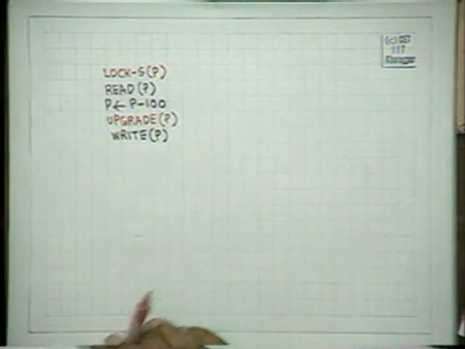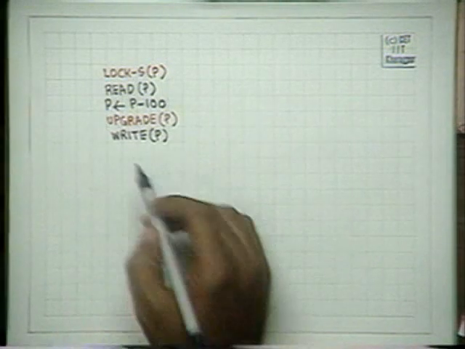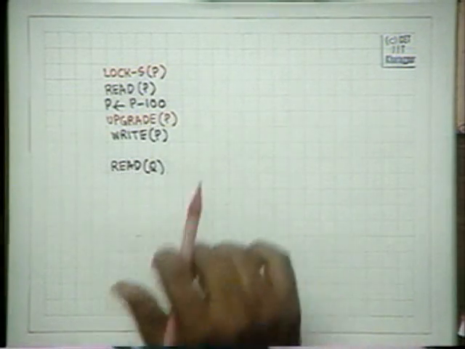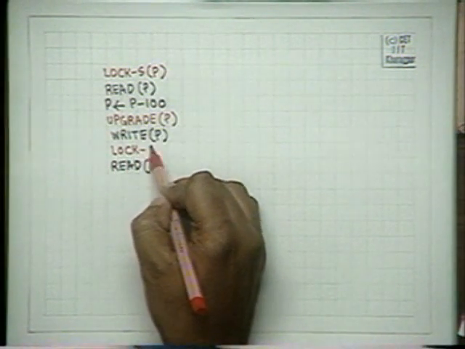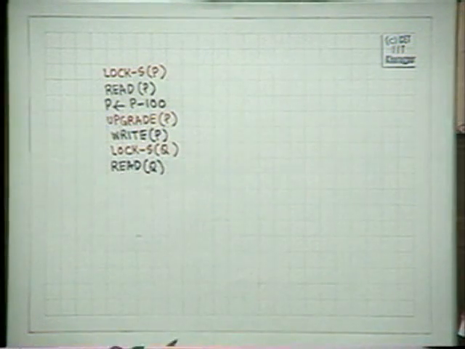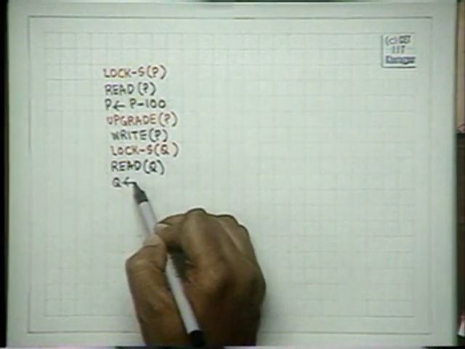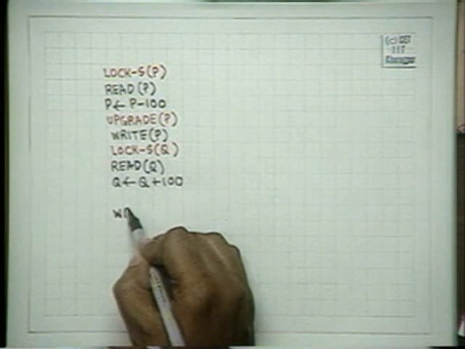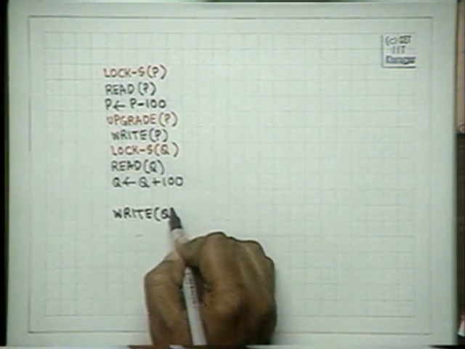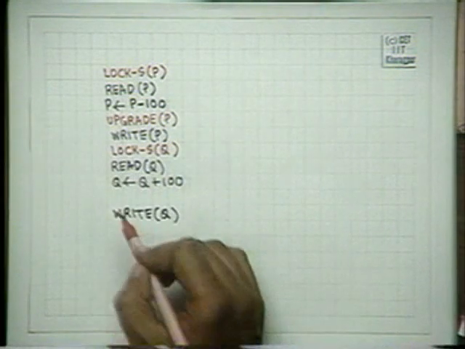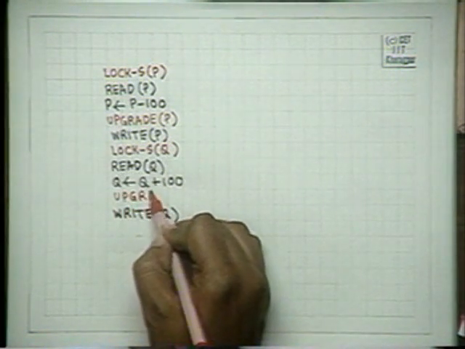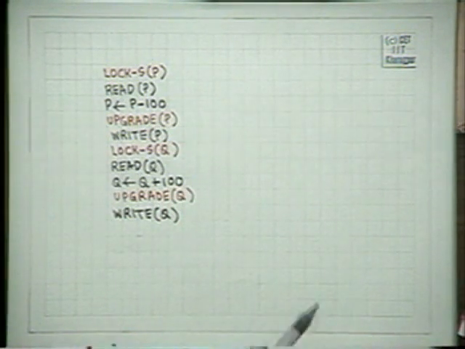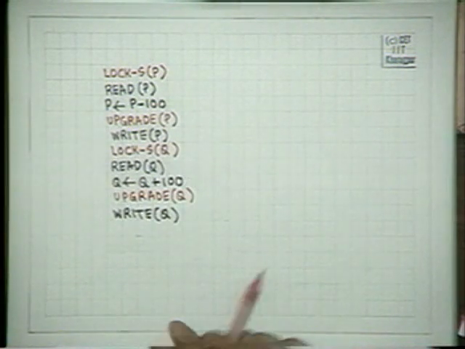Now the next statement is read Q. Since we are only reading Q, we lock Q in shared mode. Next statement is write Q. Since we will write Q, we must take an exclusive lock, so we upgrade this lock. We have finished all our operations. Now instead of downgrading, we can simply unlock both P and Q.